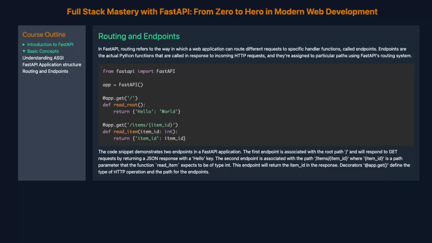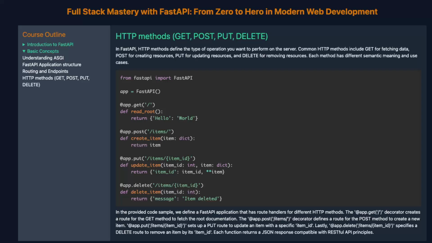This endpoint will return the item ID in the response. Decorators like @app.get define the type of HTTP operation and the path for the endpoints. HTTP methods: get, post, put, delete.